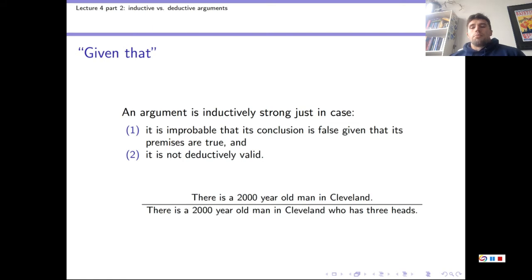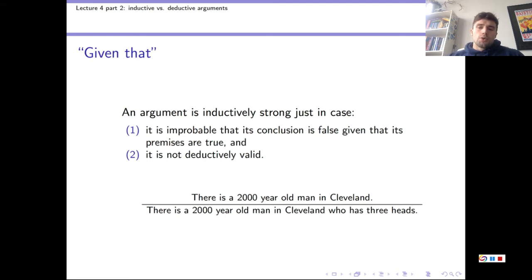Well, given that the premise of this argument is true, it's still probable that the conclusion is false. Because if we suppose there's a 2,000-year-old man in Cleveland, then he probably only has 1 head. So by condition 1, this argument is not inductively strong, because it's probable that the conclusion is false, given that the premise is true.